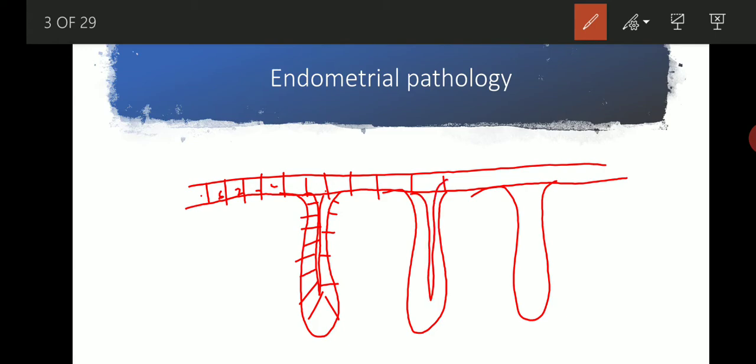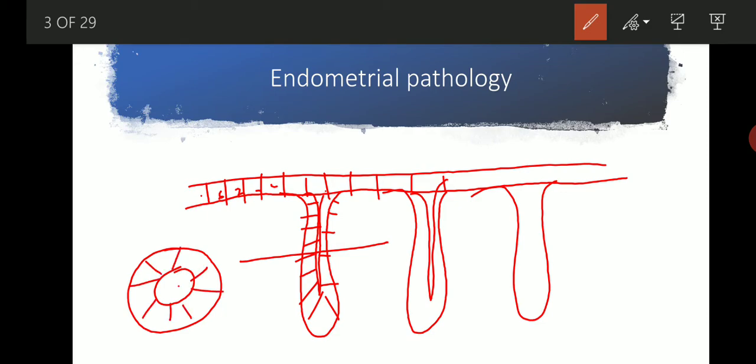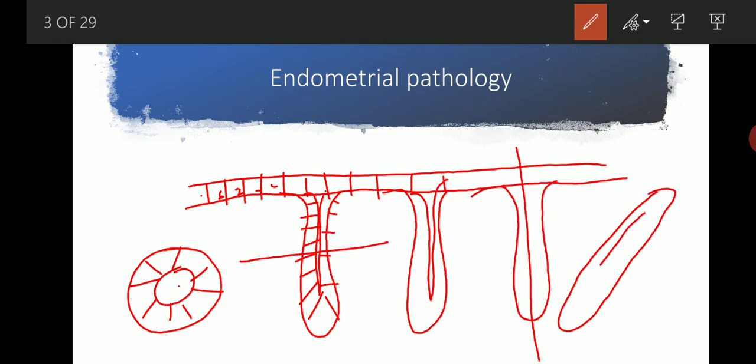So, if a biopsy is taken, it depends how the biopsy is cut. If the biopsy is cut transversely, then you see glands like this, circular shaped glands with a lumen at the center. If the biopsy is cut longitudinally, then you will see elongated glands like this. There is some variation in the appearance according to the phase of the endometrium. Let us talk about the changes.